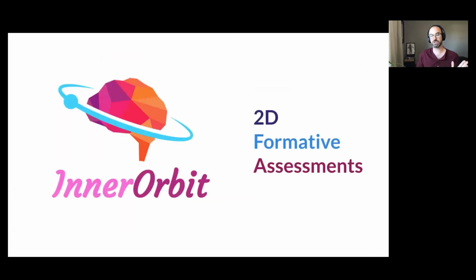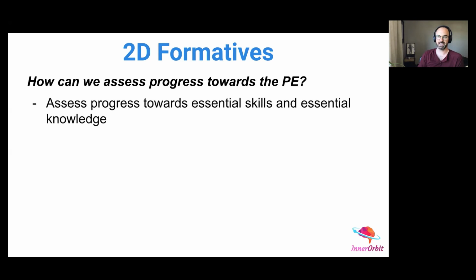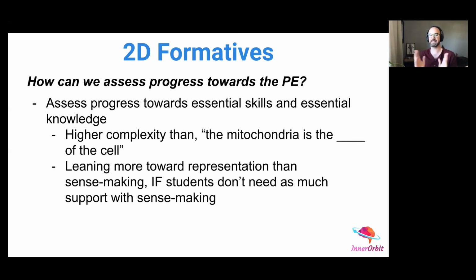So let's look at a 2D formative assessment, and I'll give you a couple questions that I think would be great in here. We want to assess progress towards the performance expectation in this. We're going to look at essential skills and essential knowledge. They're probably going to be bundled together for many of these different elements. They should be higher complexity than the mitochondria is the blank of the cell, but we want to lean more towards representation than sense making.